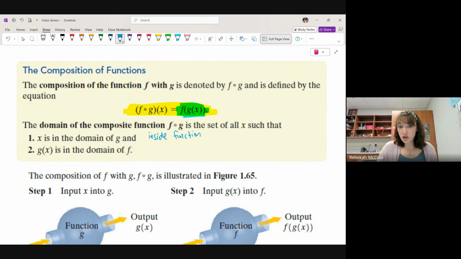So that's the first place you're going to check for domain issues: the inside function. And then you're actually going to do that composition. Oh, sorry, we're going to do this later. I'm on the wrong part. That's all right. We'll get there.